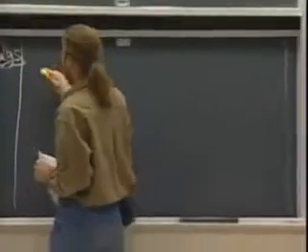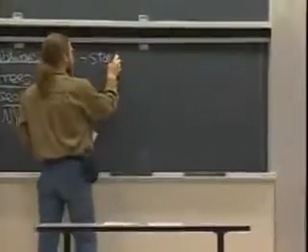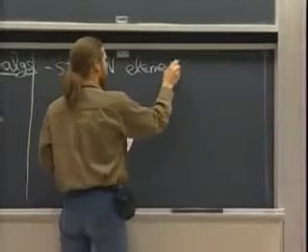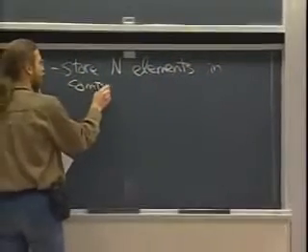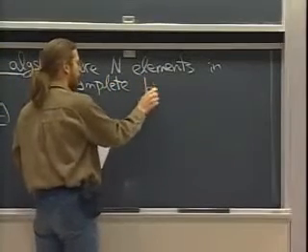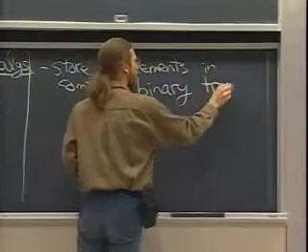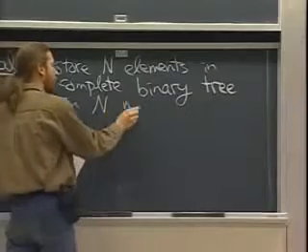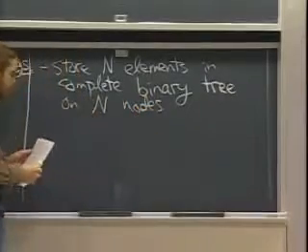So here's what we're going to do. As you might suspect, we're going to use a tree. We're going to store our n elements in a complete binary tree. We can't use B-trees because we don't know what B is, so we'll use a binary tree. And the key is how we lay out that binary tree. The binary tree will have n nodes, or you can put the data in the leaves, doesn't really matter.